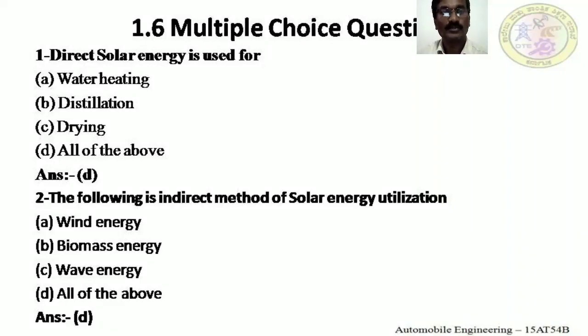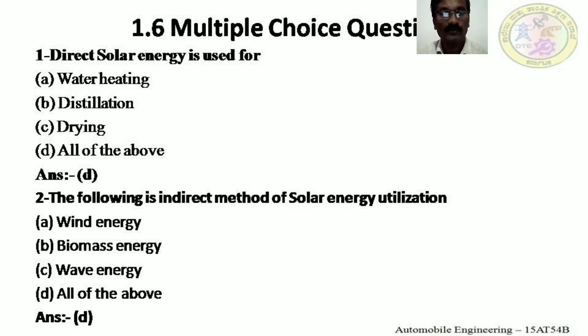So the next one is MCQ, multiple-choice questions. In the first question, direct solar energy is used for. The options are four: A, water heating, B, distillation, C, drying. So direct solar energy is used for all these three. That means answer D is correct.